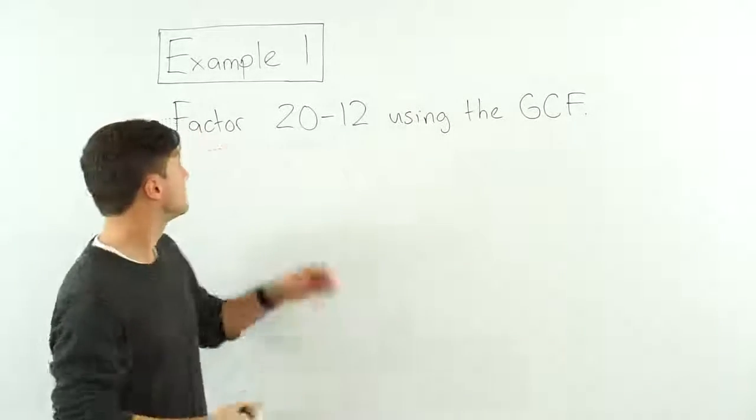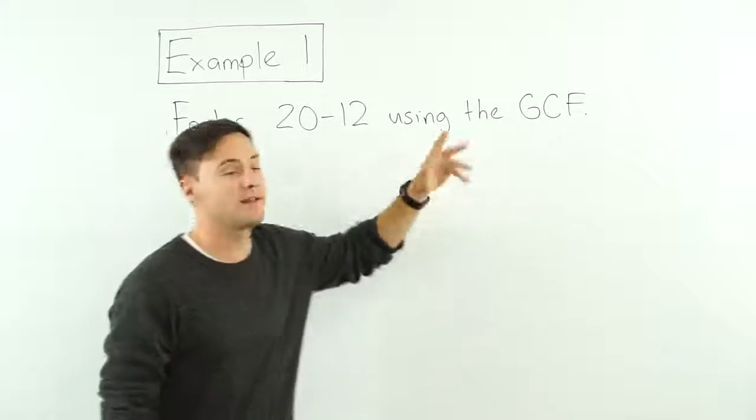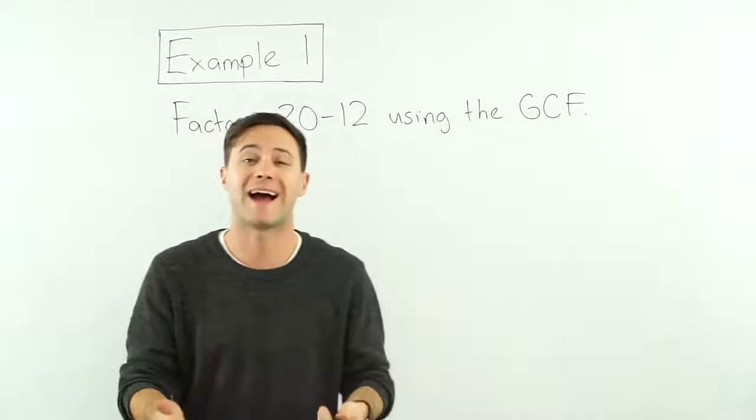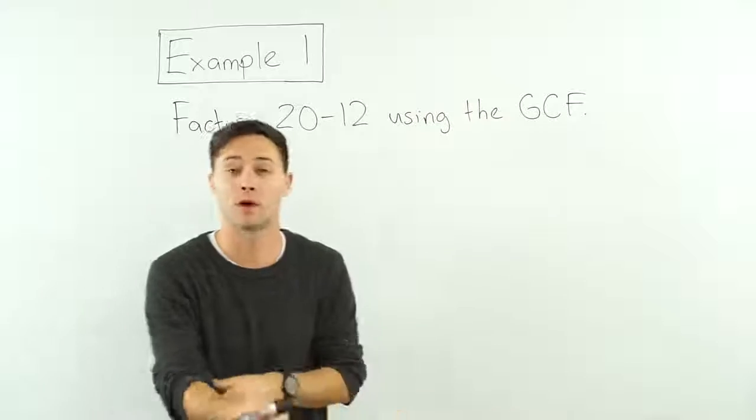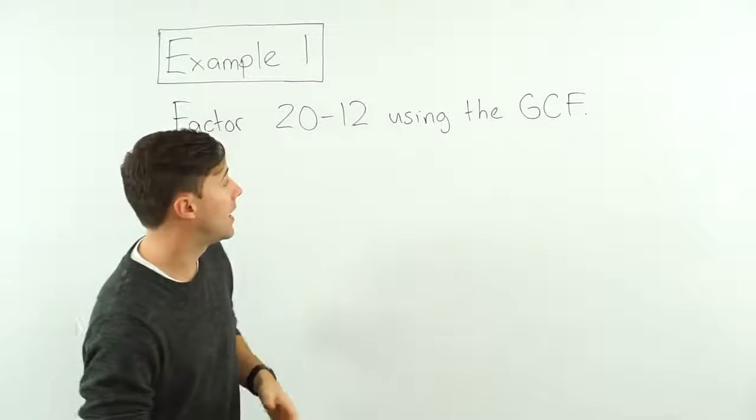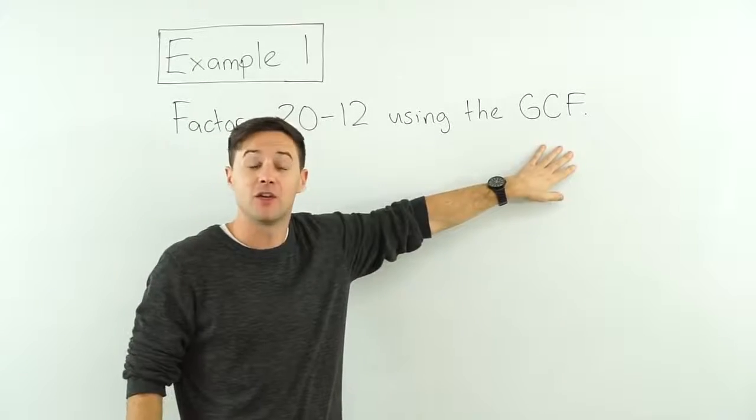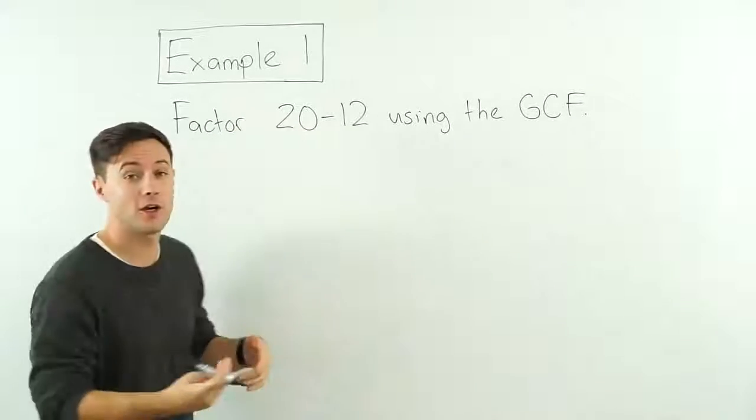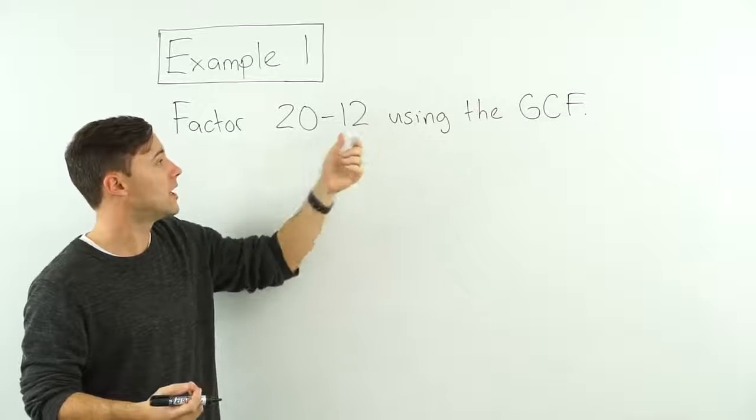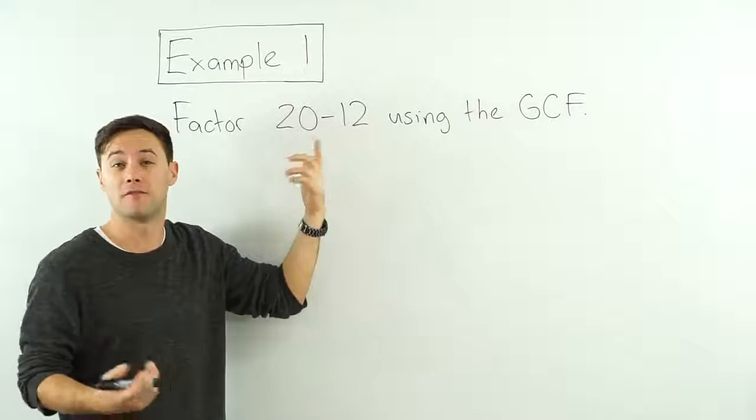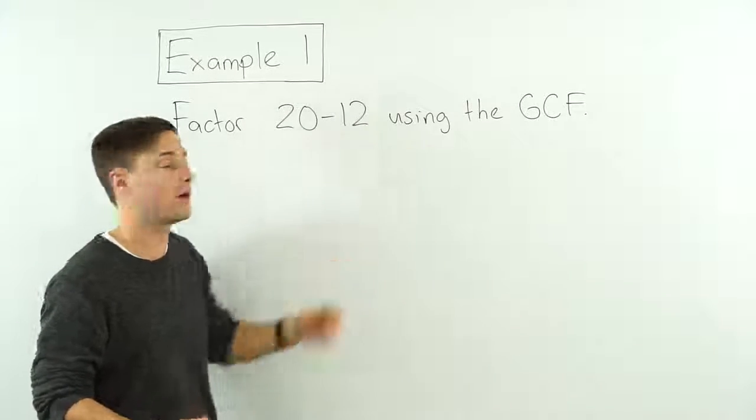All right, example 1. Factor 20 minus 12 using the GCF. Now, if we're factoring, obviously, we're going to be talking about factors. And if you think of factors, you probably are going to be thinking of greatest common factor. So first, if we're going to factor using the GCF, we need to find the factors of 20 and 12.